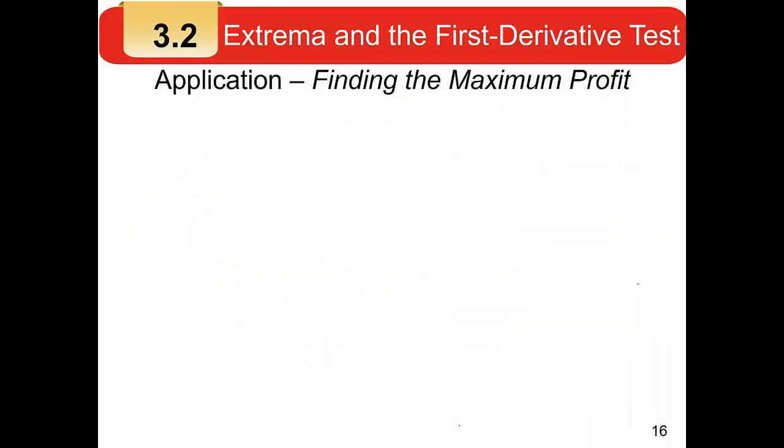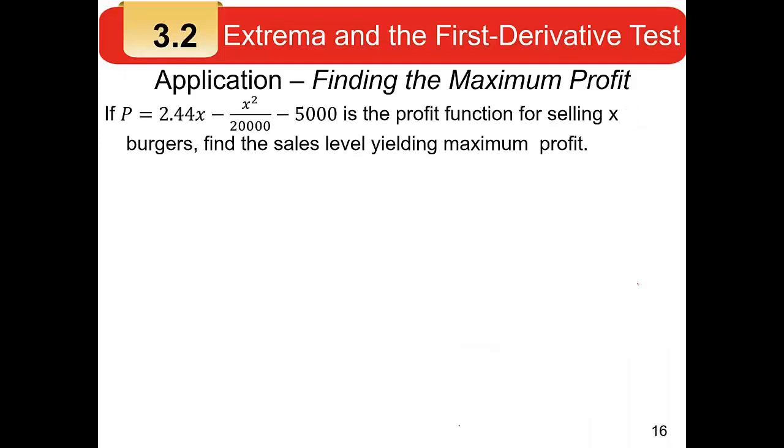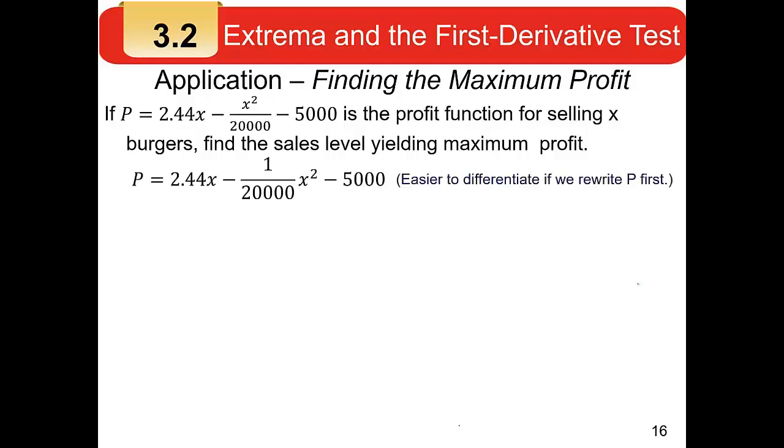Let's do an application. I chose something involving the maximum profit. If you're given a profit function, and in this case it's the profit for selling X burgers, and we want to find the sales level that gives us maximum profit, that's something we talked about earlier. The derivative of the profit function is called the marginal profit. So you want to take that derivative and set it equal to 0.